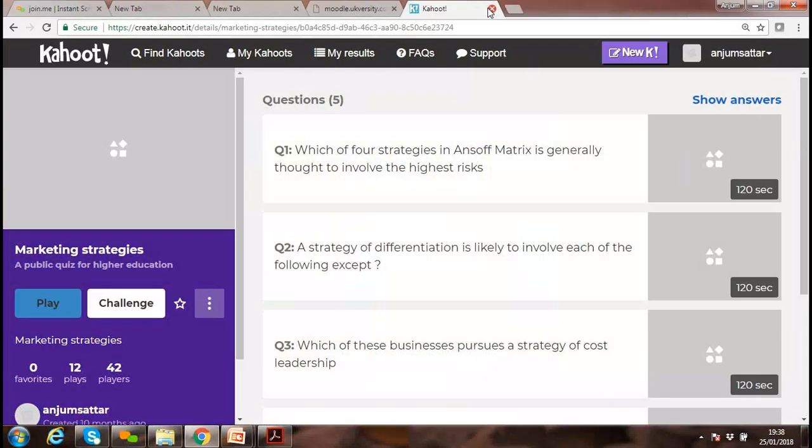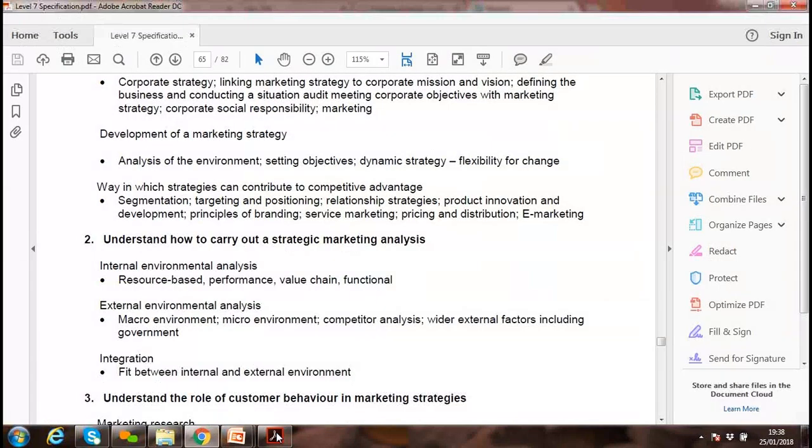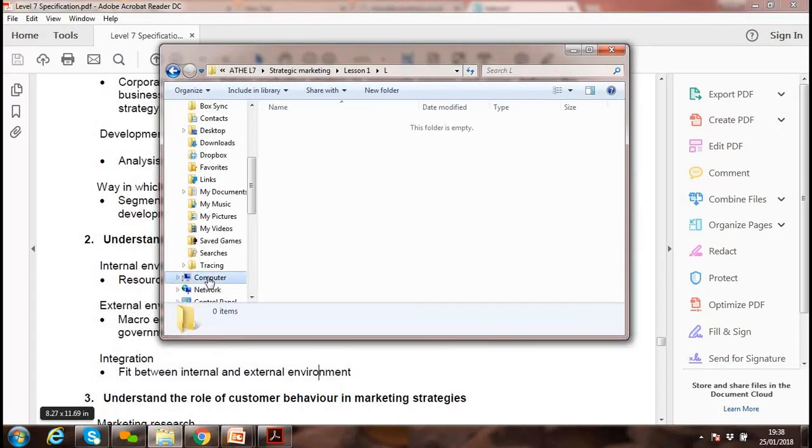So next we're going to discuss. Up to now we have discussed micro and macro environment, during our last lesson as well, internal and external environment. We always need to fit our internal with the external environment. External we can't control. Internal we can, as policies and procedures we can change.